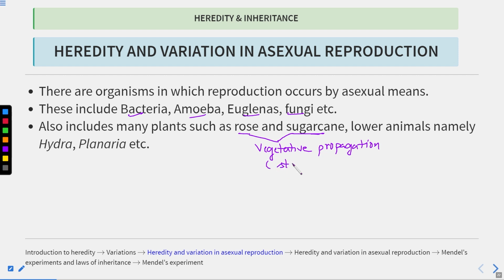The stem cuttings are used, and the stem cuttings develop into a new plant. So in vegetative propagation, what happens? How can you define it? It is the development of a new plant from the parts of the plant such as root, stem, and the branches. So here, the entire organism developed from the stem cuttings.